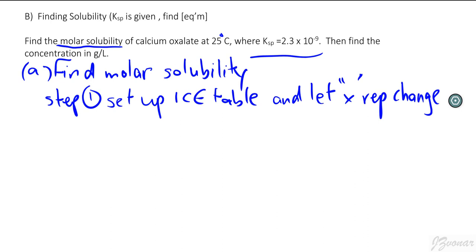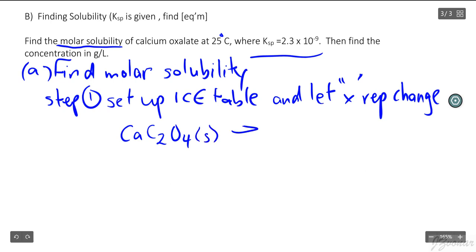All right, so we're going to have to write the dissociation equation for calcium oxalate. Usually we give this to you, but otherwise you have to work it out, making sure you find all the correct chemical formulas for each one. So calcium oxalate is CaC2O4 solid, and when it breaks down into its respective ions, it's calcium ions and oxalate ions. So this is a 1-to-1 ratio.